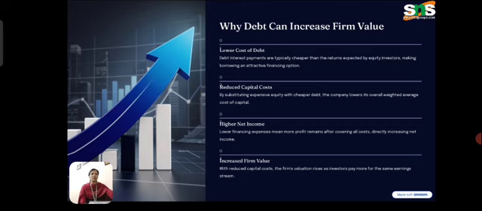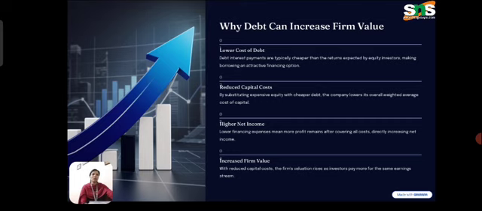Next we see why debt can increase firm value, how it is increasing the value. There are a few things to increase the value of the company. First one is a lower cost of debt. The second one is reducing capital cost, which we already saw. The third one is higher net income. The fourth one is increased firm value. Let's see one by one deeply.